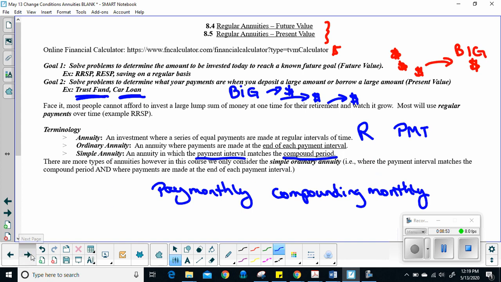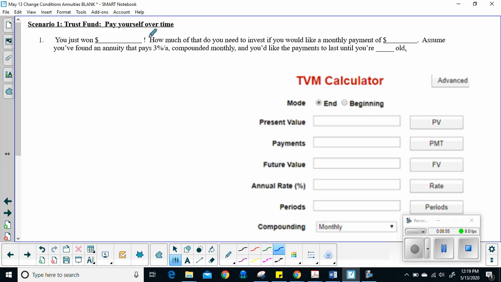Okay? All right. So let's win the lottery! Yay! Big money! How much of that do you need to invest if you would like a monthly payment of, I don't know, something? And assume you found an annuity that pays 3%. So really, that's the only thing I need to tell you. Compounded monthly, so we're going to stick with our monthly here. And you'd like the payments to last until you're, I don't know, let's say you live until you're 100 years old. And you're what, 16 years now? So we need this thing to last 84 years.